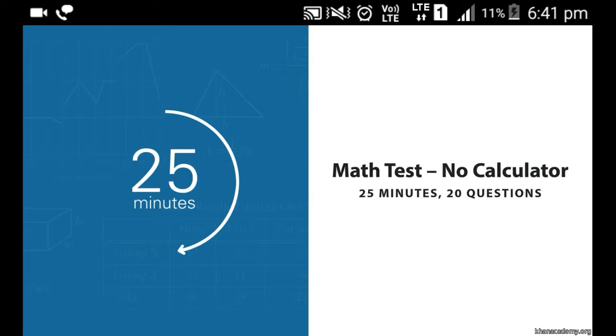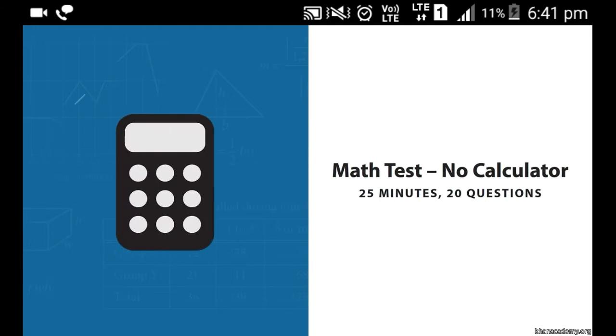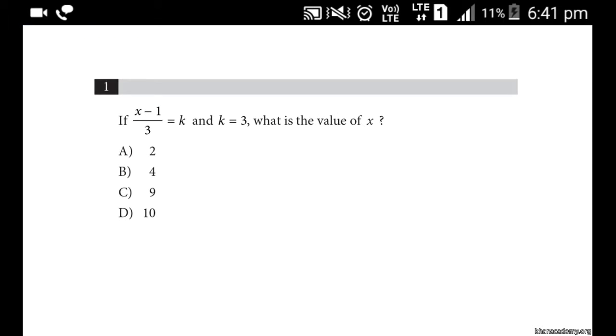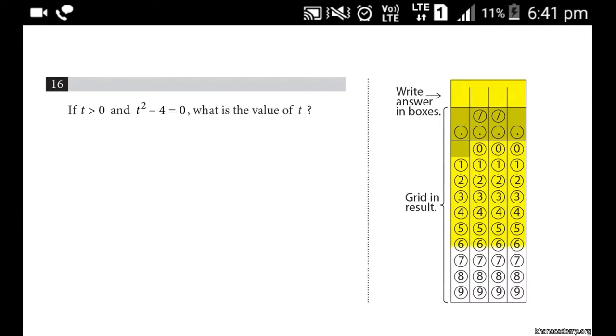The second portion of the math test has 20 questions, and you will have 25 minutes to complete it. Calculators are not permitted on this section, which tests your fluency with specific mathematical topics and concepts. About 80% of the questions on the math test are multiple choice. The other 20% are gridded response, which can include non-negative integers, fractions, or decimals.